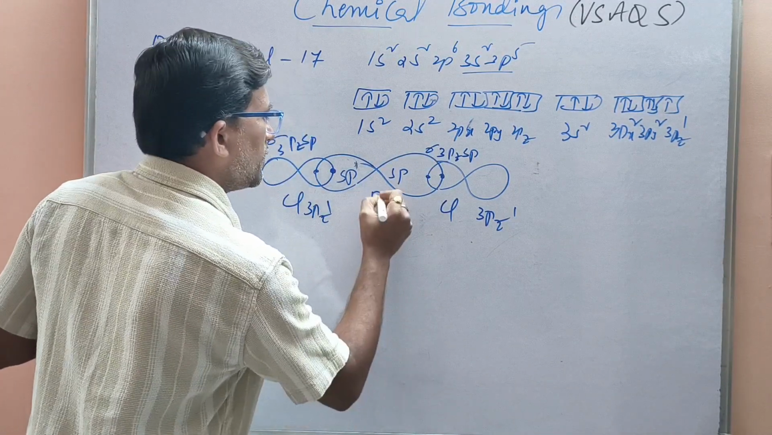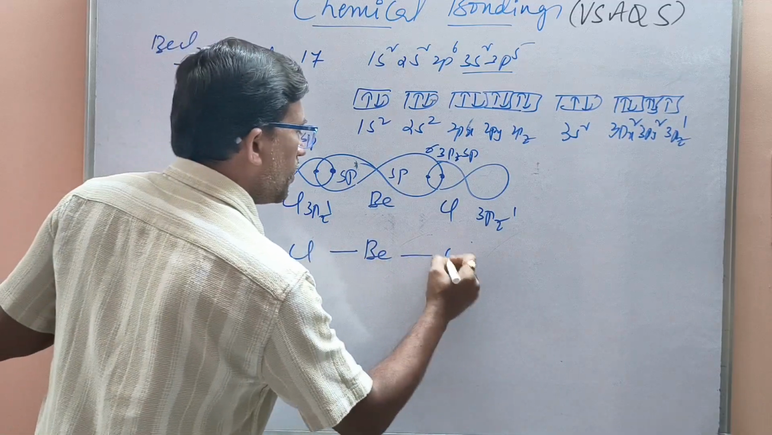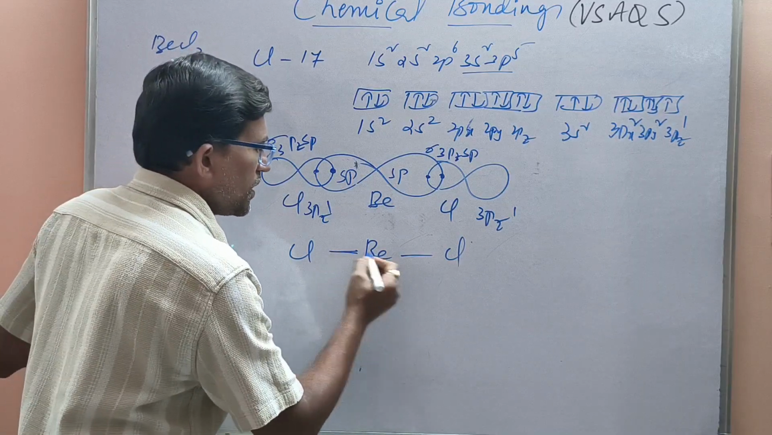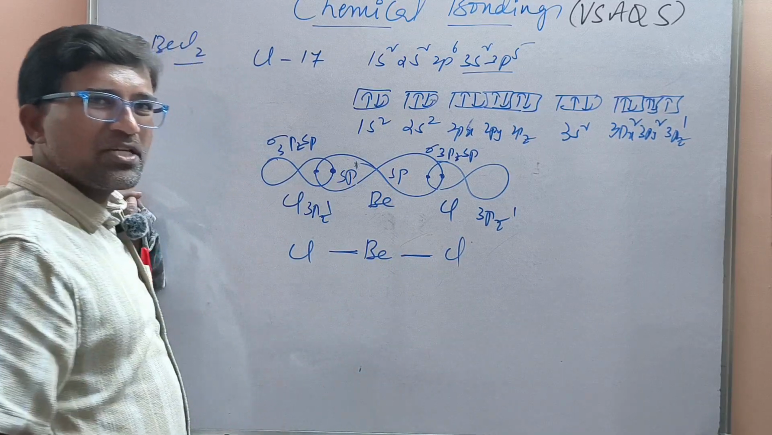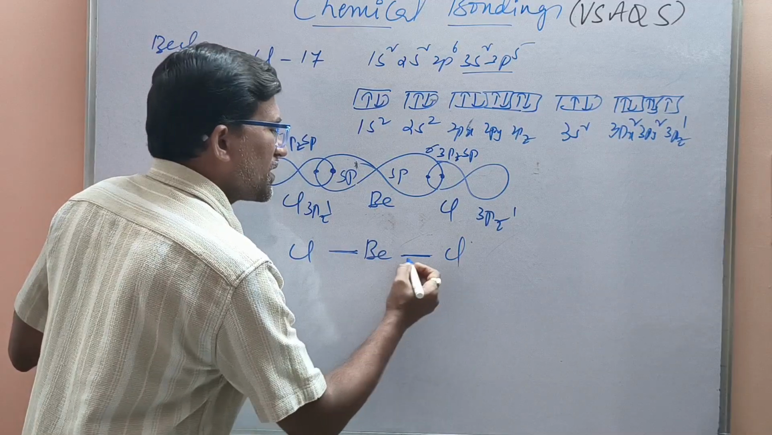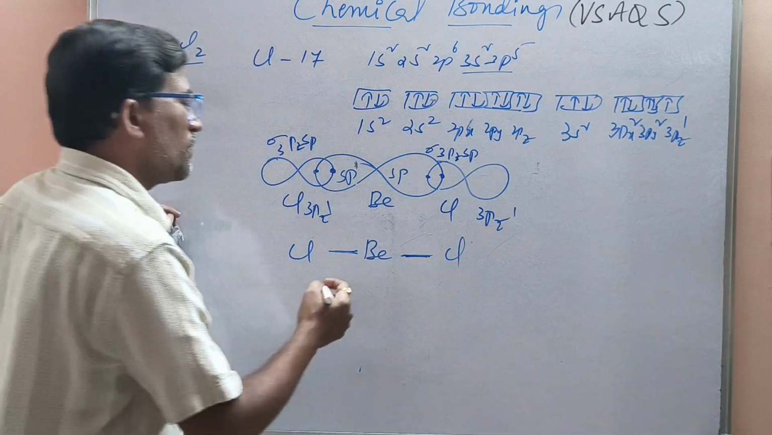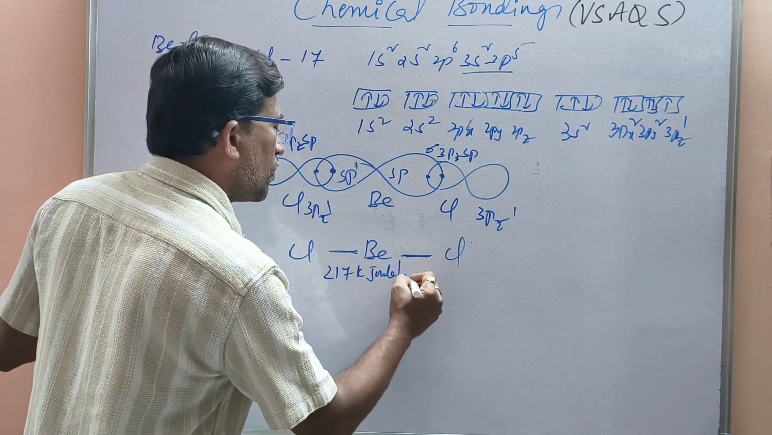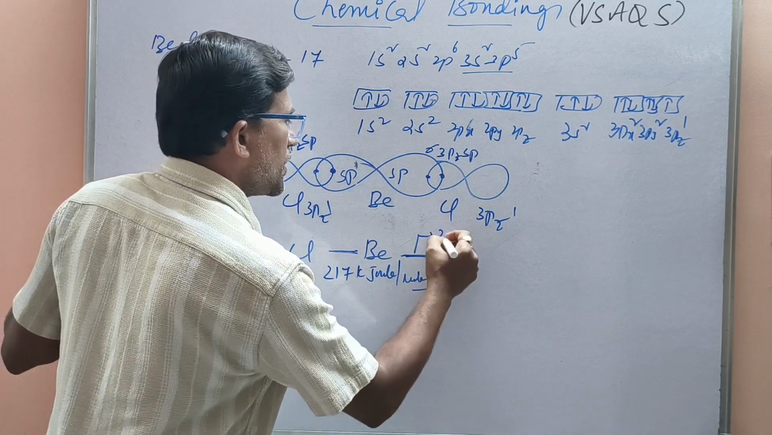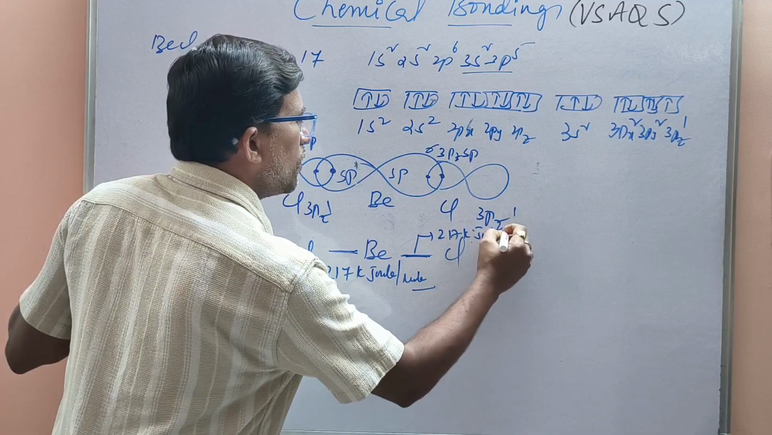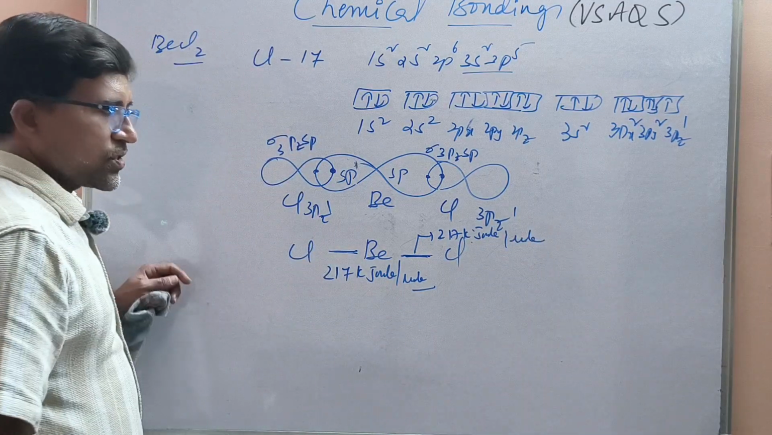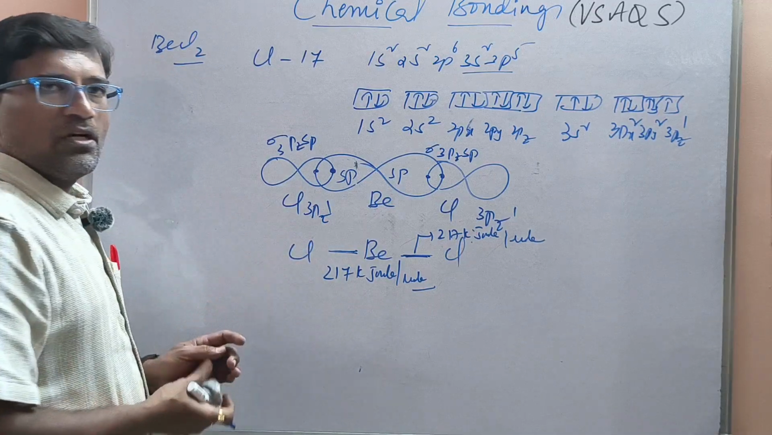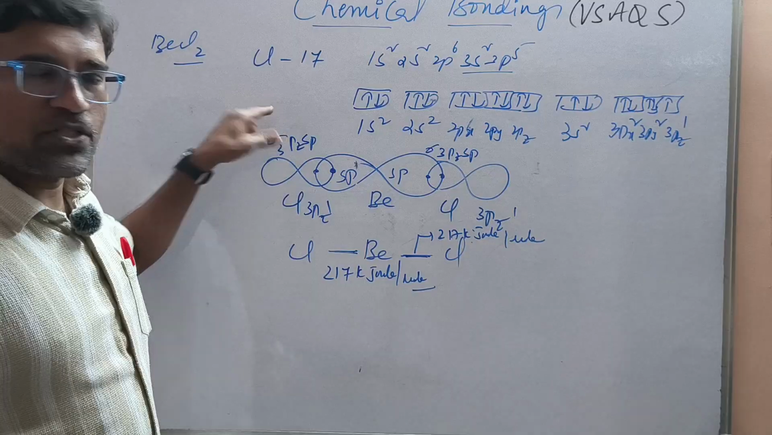So here is beryllium, and the bond to chlorine, understood? Both the bonds have the same energy. This bond has the same energy as that one. The bond energy of this particular bond is 217 kilojoule per mole, and here also the same, 217 kilojoule per mole. Understood? So bond energies are the same. This is the explanation for your question which was given in Abhyas Deepika, first question.